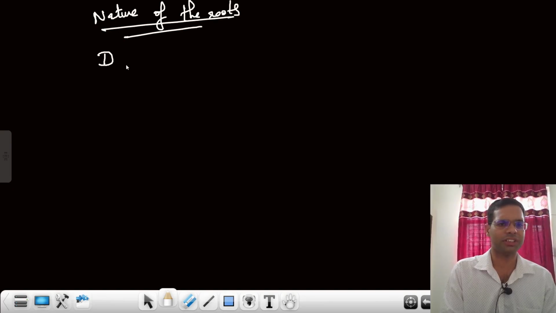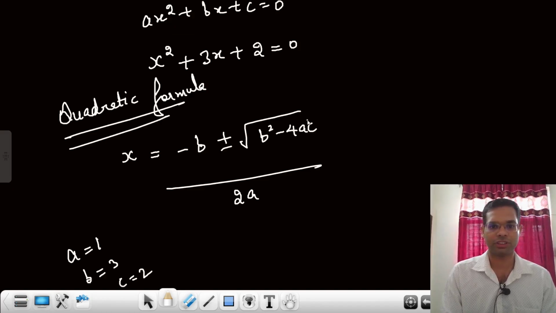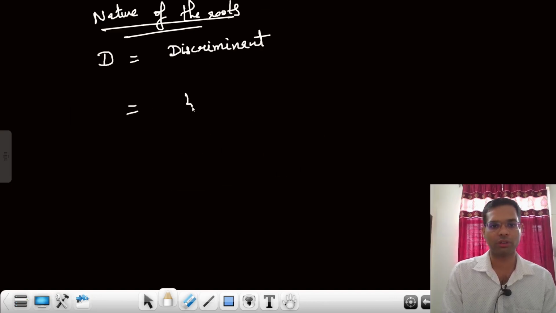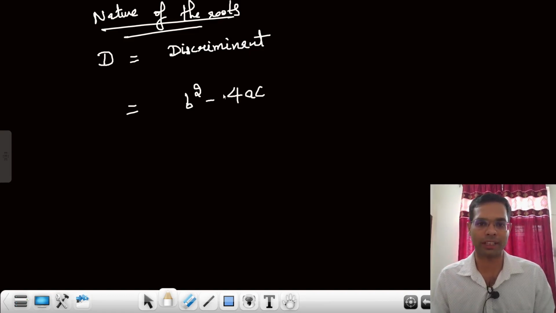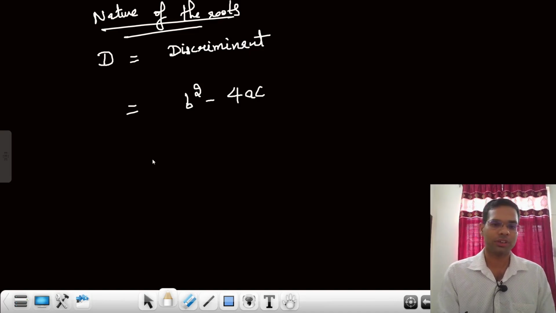Now, what is this D? D is a discriminant. The value inside this root, we call it D only. D is equal to B square minus 4AC. What is B? B is the coefficient of X. A is the coefficient of X square. C is the constant. So if you put the values of A, B, C, you have three options.